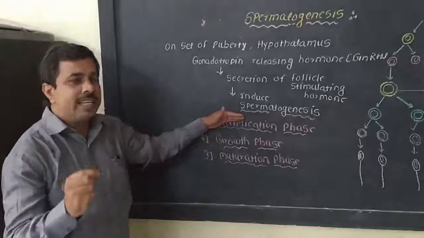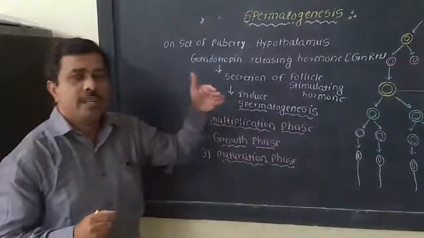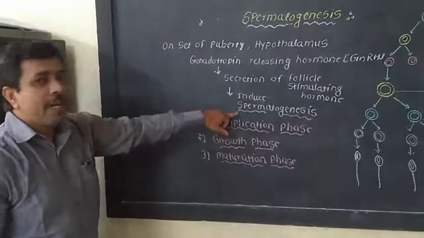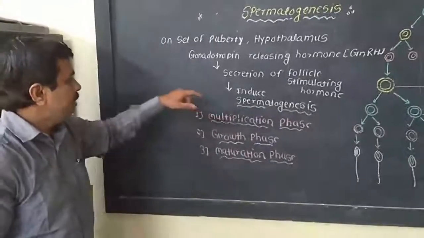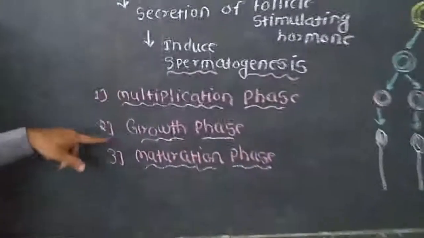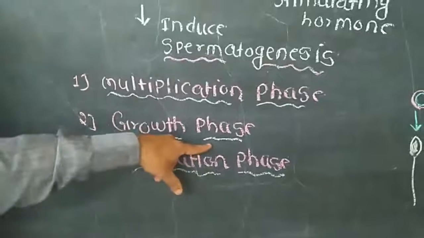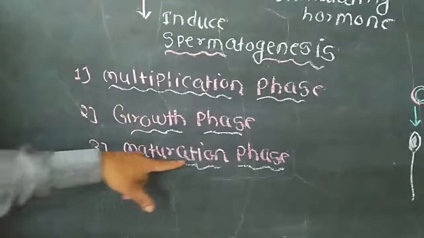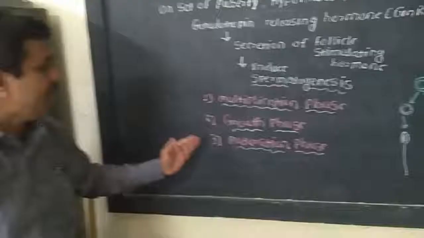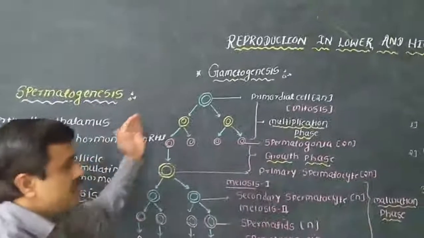It means that these cells undergo different stages to form the male gamete, known as the sperm. Now, this process of spermatogenesis is divided into three phases. The first phase is the multiplication phase, the second phase is the growth phase, and the third phase is the maturation phase. In these three phases, spermatogenesis is completed. Now let us see these three stages in detail.